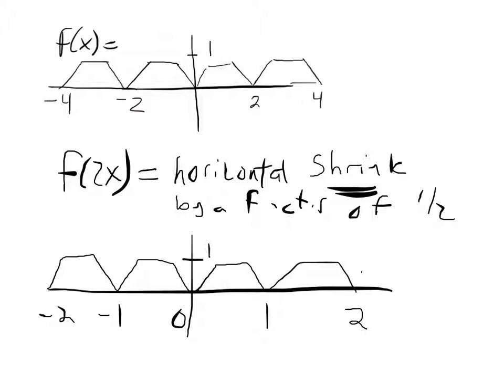by a factor of 1/2. So the 2 is going to become a 1, the 4 becomes a 2, and my vertical height, however, doesn't change at all. Same thing on the left side. -4 gets taken halfway into -2, and the -2 gets taken to -1. So that's what we mean visually by a horizontal shrink by a factor of 1/2.